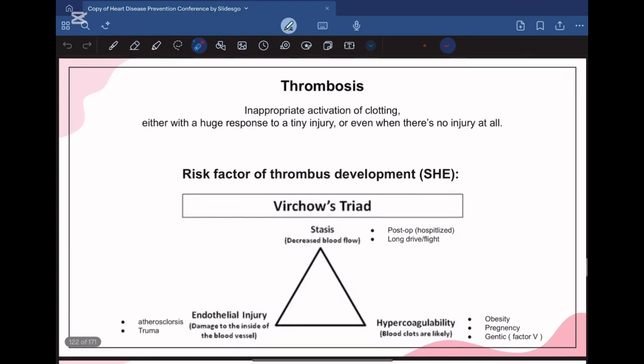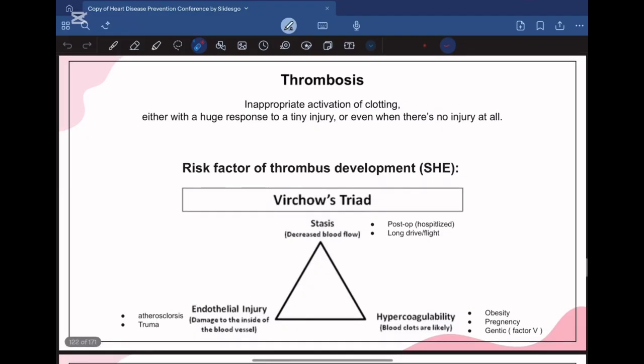Moving on to the second important part in the lecture, which is thrombosis. Thrombosis basically is an inappropriate activation of clotting. The definition in the lecture was an abnormal activation of the hemostatic cascade. So what happens is that we have a very huge response to a tiny injury, or even there is no injury and we have a thrombosis response, which is basically clot formation. Okay, so this hemostatic cascade will be activated in a very huge way, or even though we don't have any injury, thrombosis happens or a clot will be formed in a very easy way.